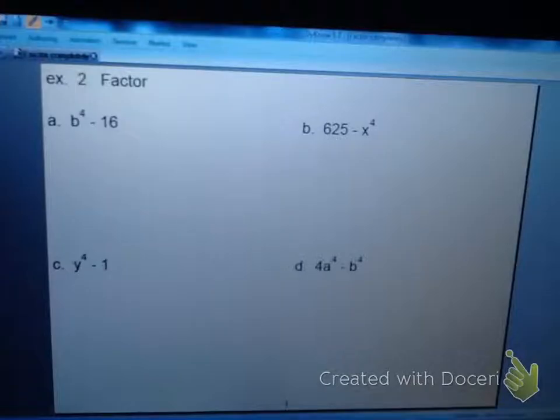Now what I want you to do is write down these 4 problems, pause the tape, work them, and then play it back and see if you get the same answer.